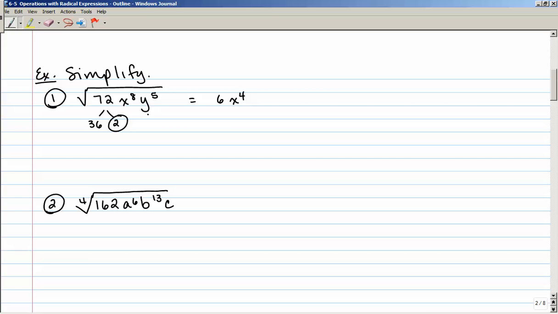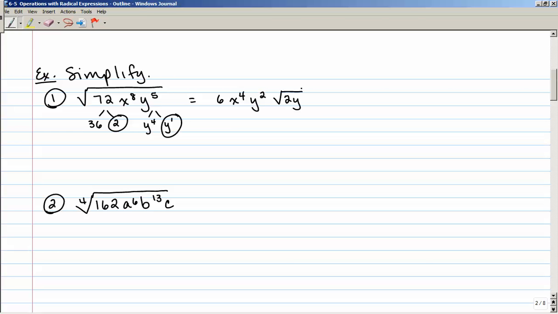Y to the 5th is the same thing as y to the 4th times y to the 1, basically. Remember that when you're multiplying powers, you add their exponents. So y to the 5th is the same as y to the 4th times y to the 1. Y to the 4th, I can take that 4 and divide it by the 2 out here. That's going to give me y squared, and this y to the 1 is going to have to go inside the square root sign. So square root of 2y.